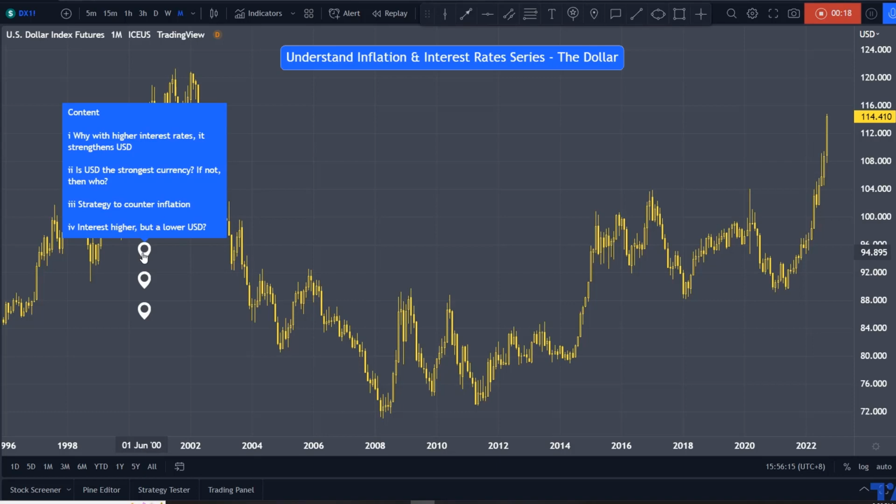Number one, we're going to discuss why higher interest rates strengthen the US dollars. Number two, is the US dollar the strongest currency at this moment? If not, then who? Number three, what are the strategies to counter inflation? And last, we're going to discuss higher interest rates but a lower US dollar. Is this possible and what will be the implication?